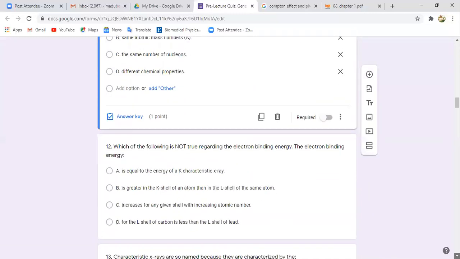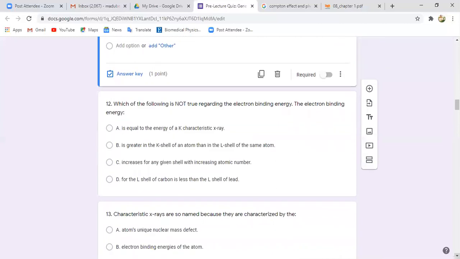So which of the following is not true regarding electron binding energy? Which is not true? This question, they are also straightforward. It's not a true false question. Maybe some other time we can look at a few true false questions. Which of the following is not true?